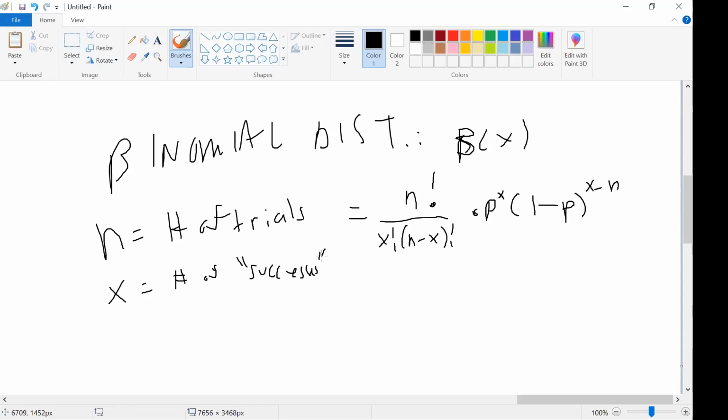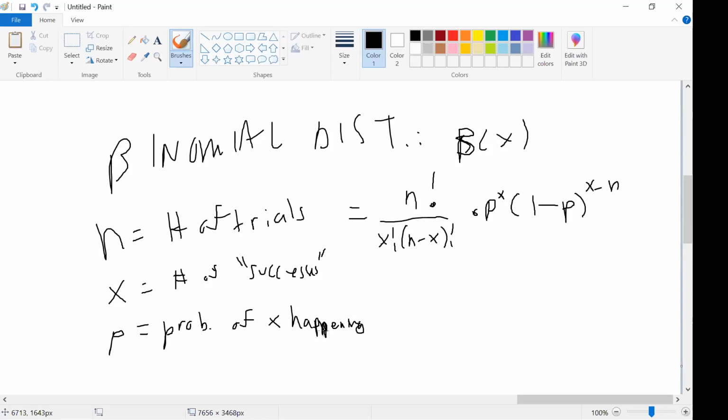What we mean by success is just x happening. So let's say we're trying to get heads. Heads is success, tails is failure. And then finally, p is equal to the probability of x happening. Those are what those letters mean. Again, all these are lowercase p's.